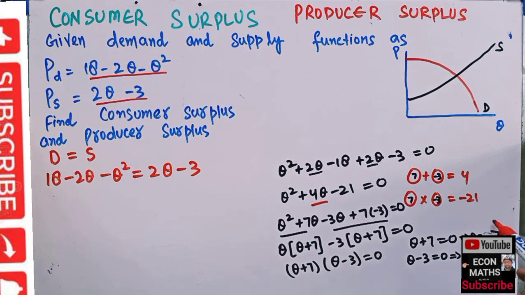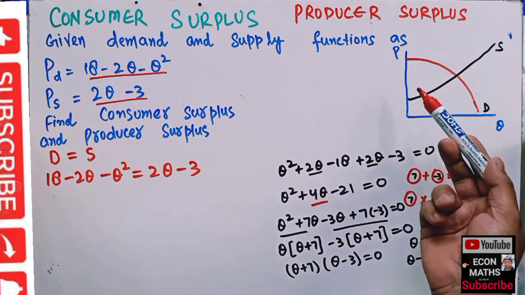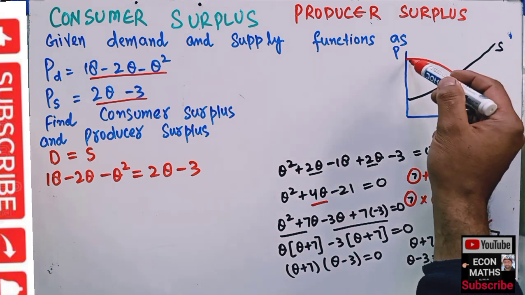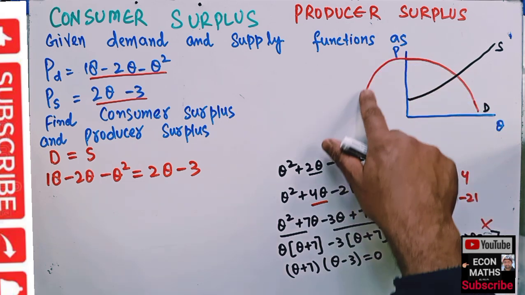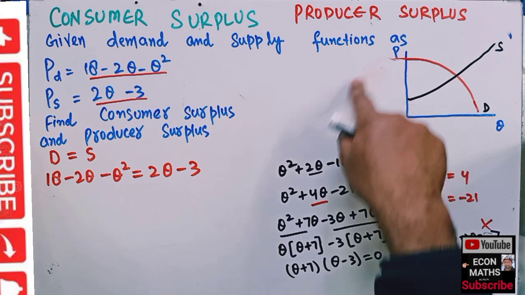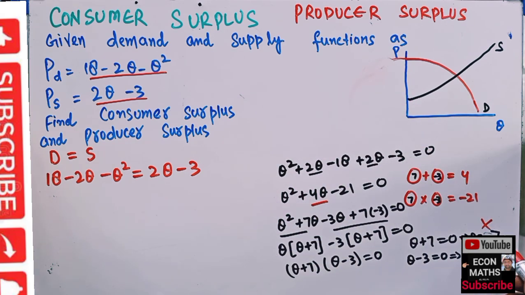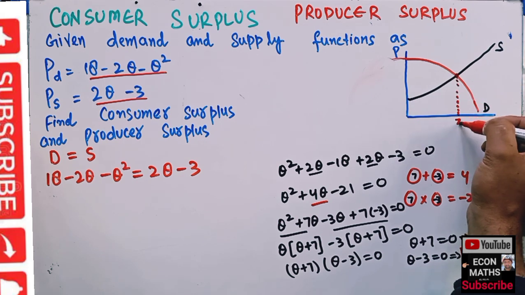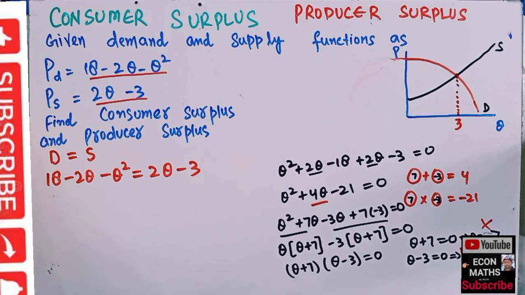Obviously quantity cannot be negative, so we discard q equal to minus 7. I have drawn the demand function roughly, but it will look like this, and we are not interested in the negative value of quantity. So q equal to minus 7 is not feasible because quantity cannot be negative. That means q will be equal to 3. Let us say it is here, this is 3. Corresponding to this, we need to find the price.